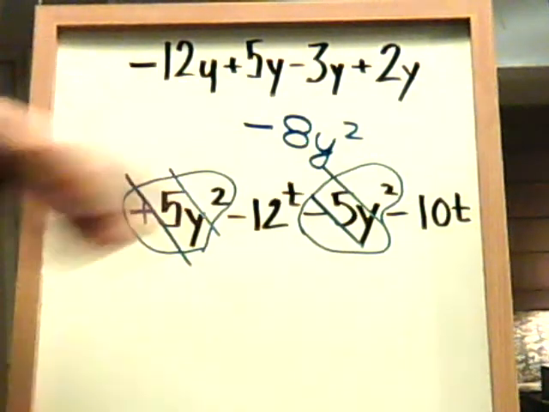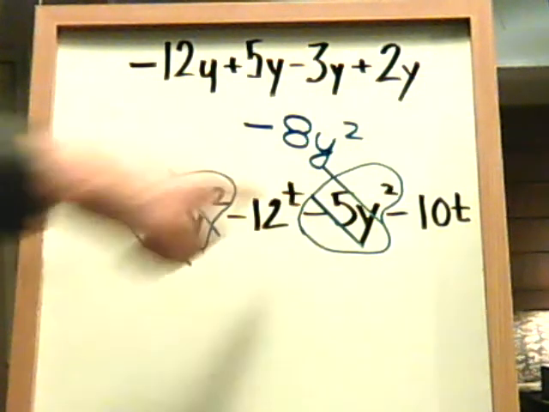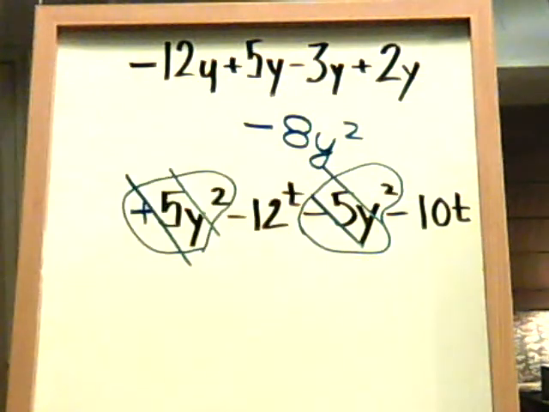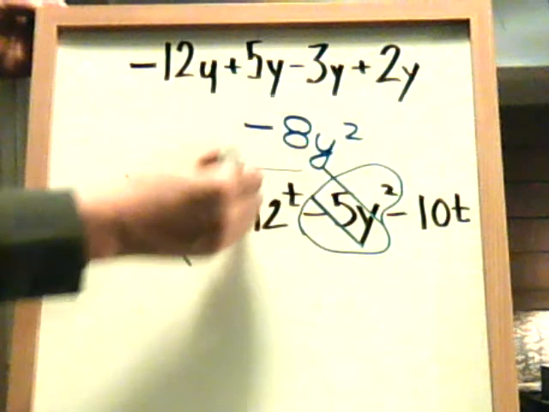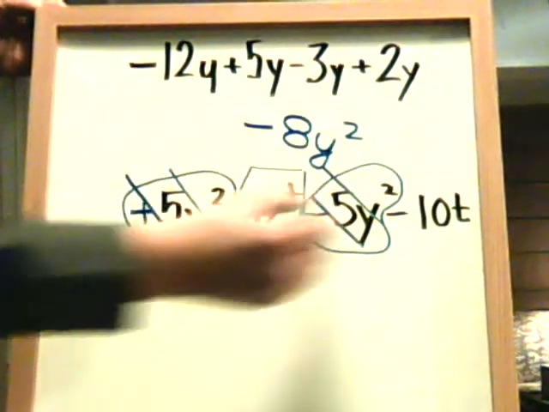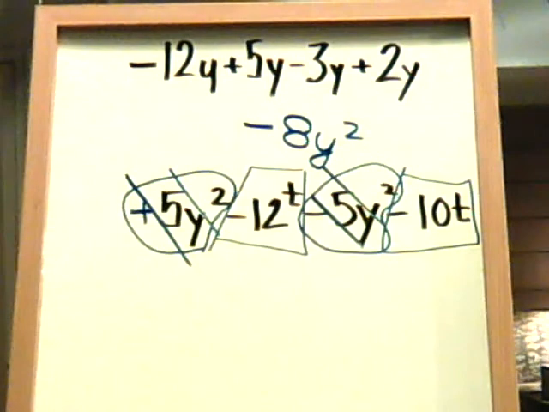Okay, so that leaves us with negative 12t and negative 10t. This isn't an exponent, by the way. It's just a t. So those are also like terms. Sometimes for the second set, I use more boxy figures. Circles for the first, boxy figures for second.